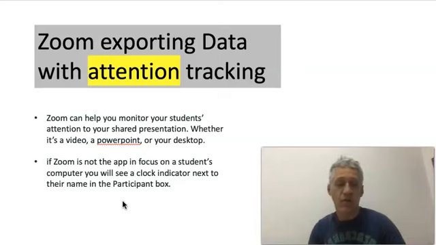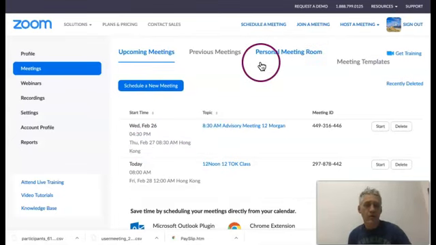So if a student's not on the screen that you're showing them and they're somewhere else for more than 30 seconds, then Zoom keeps a track of that and gives you a percentage ranking at the end of the meeting. So I'll go ahead and show you how to find this.